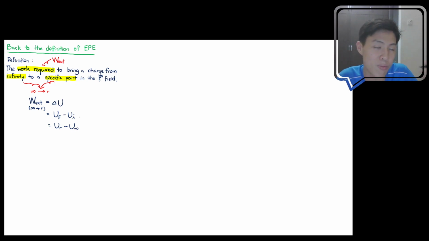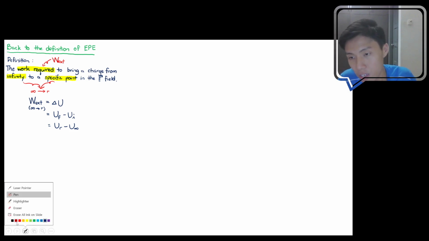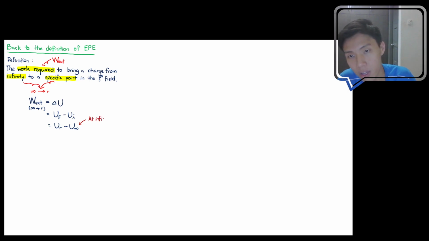I'm just expanding the equation that we learned earlier based on the definition we have over here. But here I'm going to add some important information. At infinity, what the whole wide world has already come to agreement on is that we set the electric potential energy to be equal to 0.